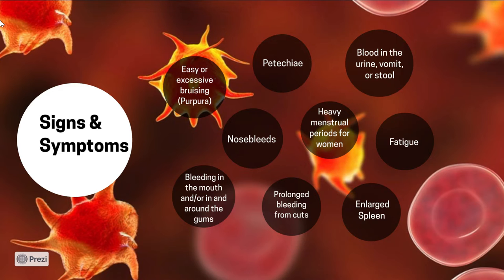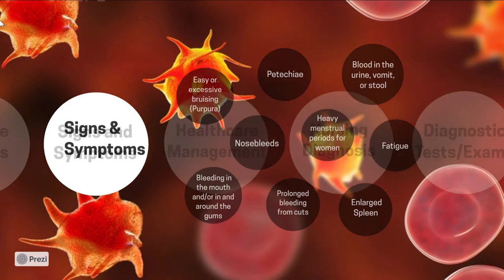Third, nosebleeds. Fourth, bleeding in the mouth and or in and around the gums. Fifth, heavy menstrual periods for women. Sixth, blood in the urine, vomit, or stool. Seventh, prolonged bleeding from cuts. Eighth, fatigue. And lastly, enlarged spleen.